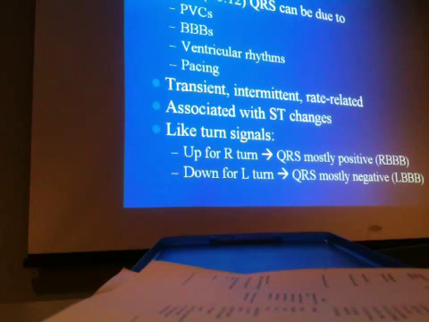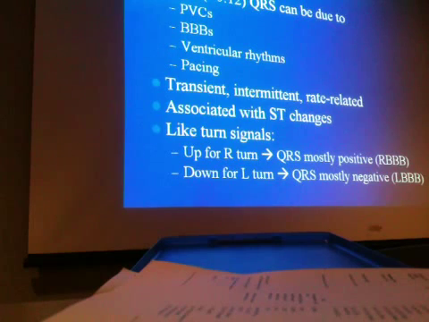So bundle branch blocks, because they occur below the AV node, we are going to deal with wide QRSs. Above the AV node, we're going to have narrow, tall QRSs. Below the AV node, wide QRSs. There's various reasons why you can have a wide QRS. You can have PVCs. You can have a bundle branch block. You can have ventricular rhythms, something that originates in the ventricle, or pacing, a paced rhythm, which kind of creates a bundle branch block.